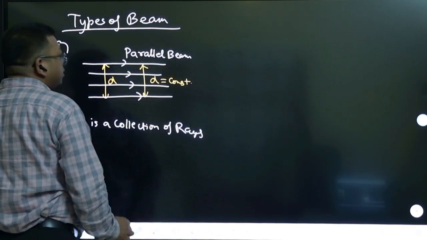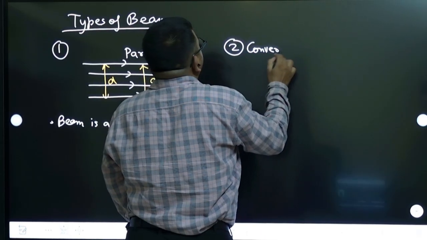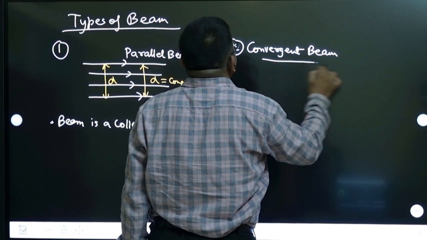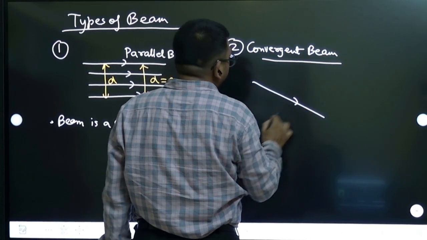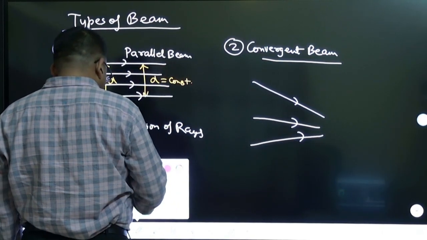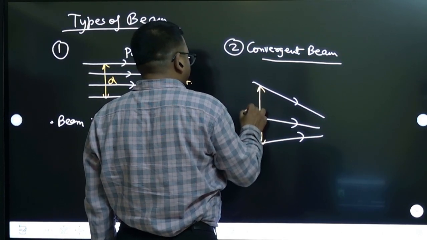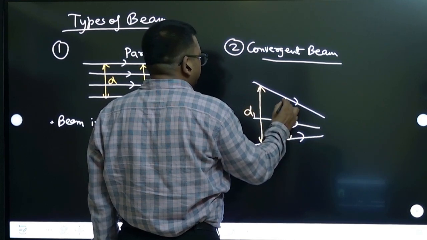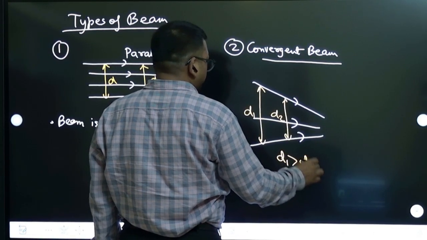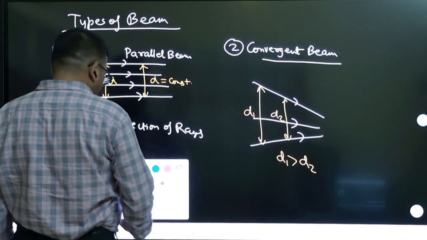But we have another type of beam which is called a convergent beam. Convergent beam means the rays are going to converge like this, so the radius or diameter will keep on decreasing. Here this diameter d1 is larger and d2 is smaller. Radius or diameter is decreasing, that is called convergent.